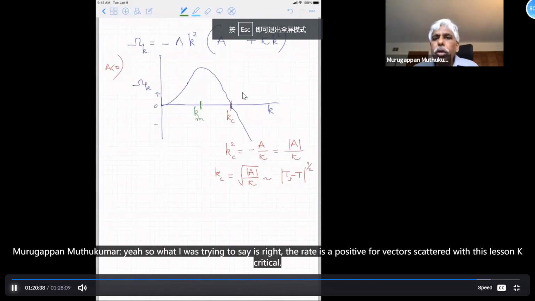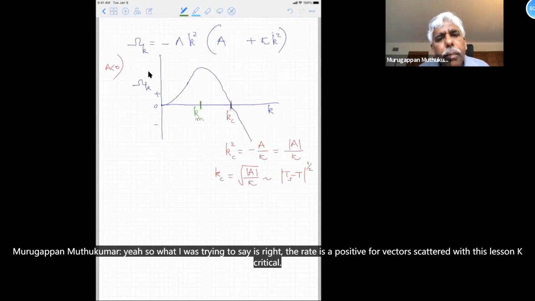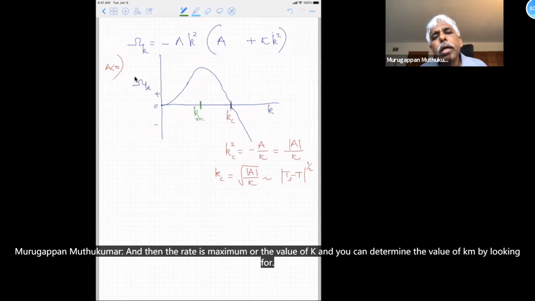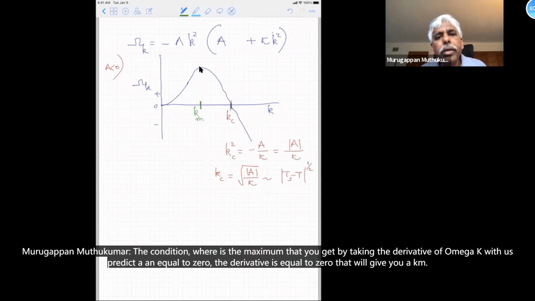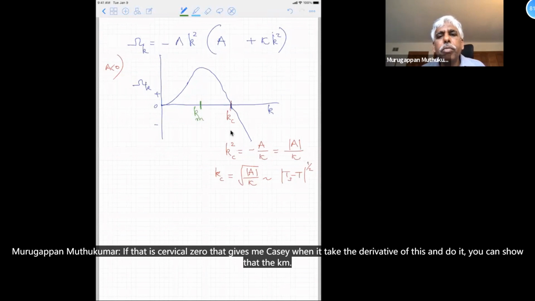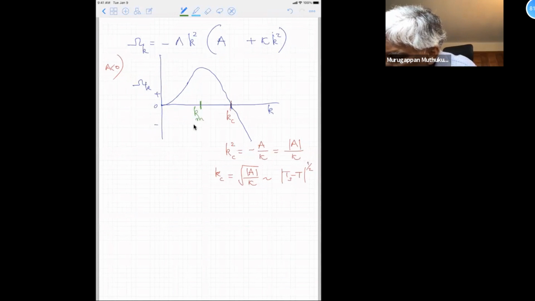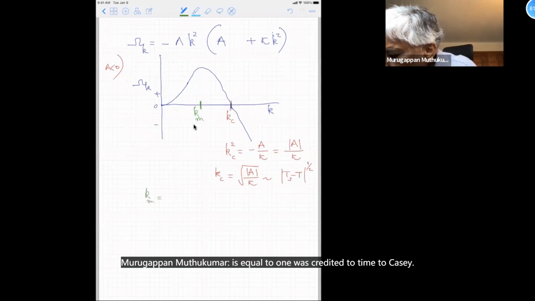Yeah. So what I was trying to say is, the rate is positive for scattering wave vectors less than K critical. And then the rate is maximum at the value of Km. You can determine the value of Km by looking for the condition where this is the maximum. That you get by taking the derivative of omega K with respect to K and equating it to 0. That will give you Km. If omega K itself is equal to 0, that gives me Kc. When you take the derivative and do it, you can show that Km is equal to 1 over square root of 2 times Kc.